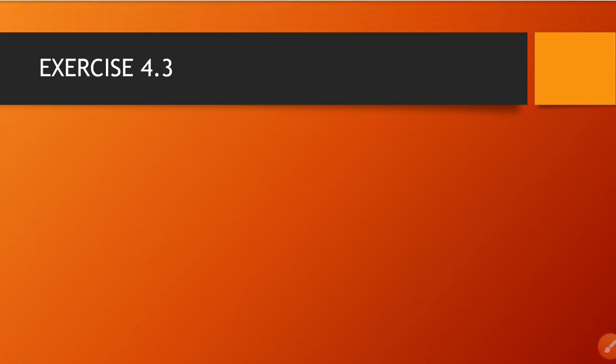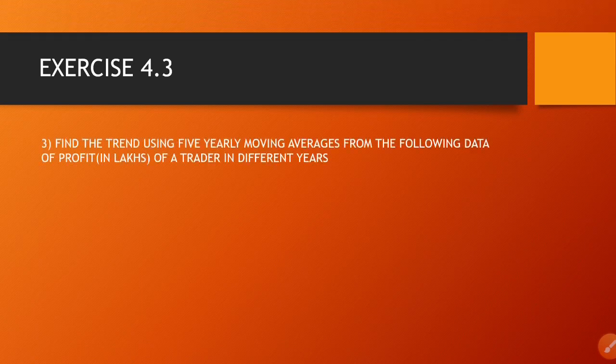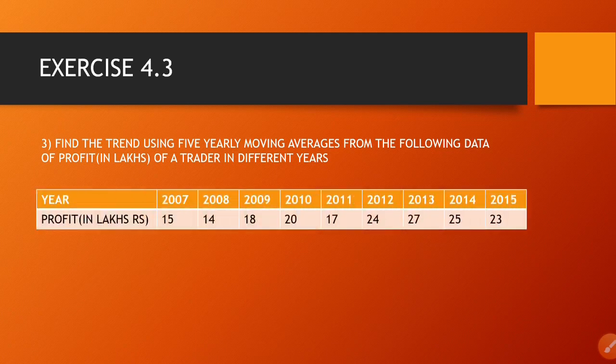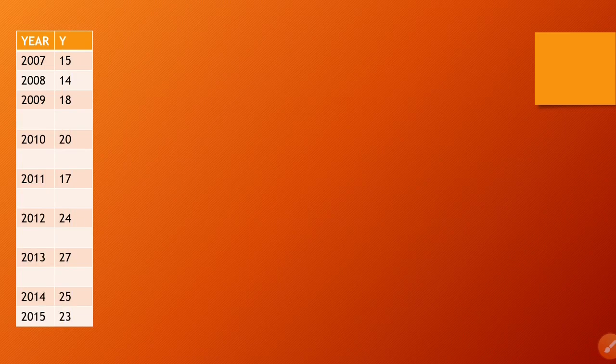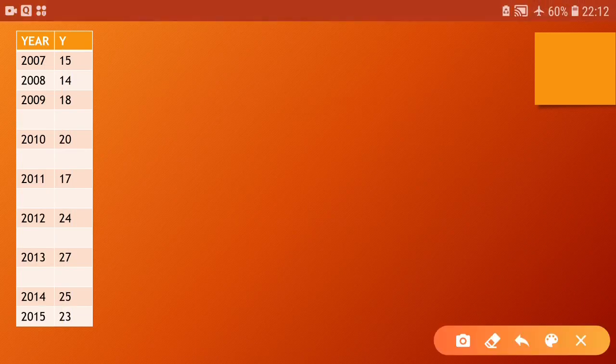Okay, let's do another one. Find the trend using 5 yearly moving average from the following data of the profit in lakhs of a trader in different years. Years 2007, 8, 9, 10, 11, 12, 13, 14, 15 and profits is given. So what I will be doing, you will be writing in sequence. So see how you will be doing now. I hope you remembered it. First 2 years blank.